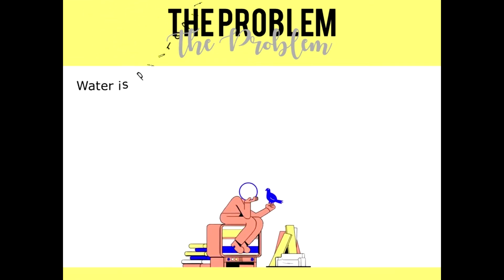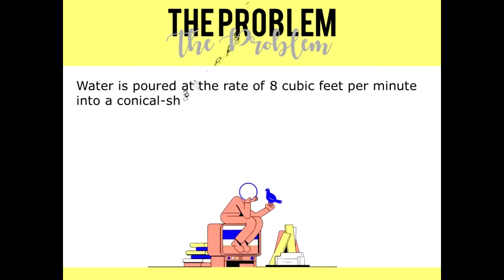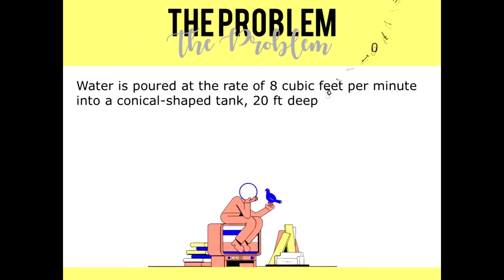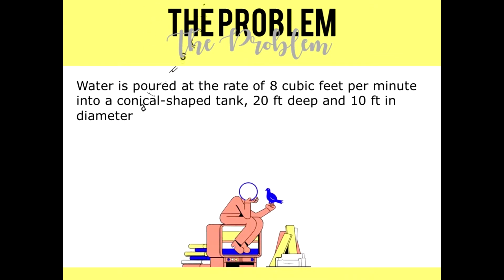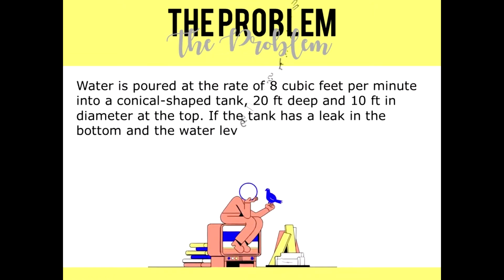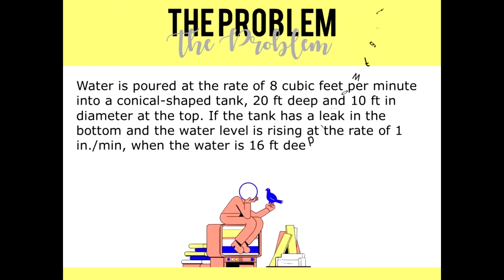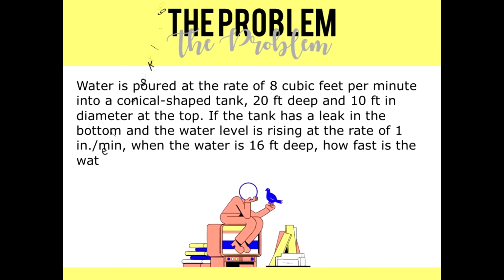Everyone, so for today, we are going to solve this problem. Water is poured at the rate of 8 cubic feet per minute into a conical shaped tank, 20 feet deep and 10 feet in diameter at the top. If the tank has a leak in the bottom and the water level is rising at the rate of 1 inch per minute, when the water is 16 feet deep, how fast is the water leaking?